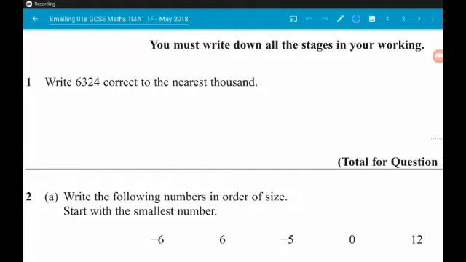Question 1 wants us to write 6,324 correct to the nearest thousand. So we got 6,324. Given that we got a 3 after the 6, the nearest thousand is 6,000.